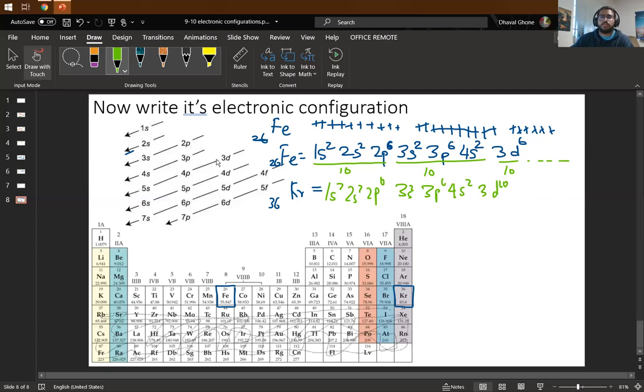3d is here. Following 3d comes 4p. p can hold 6 electrons. And that's very convenient because I only had 6 left. Perfect. Okay. And so that's how you fill out electron configurations.